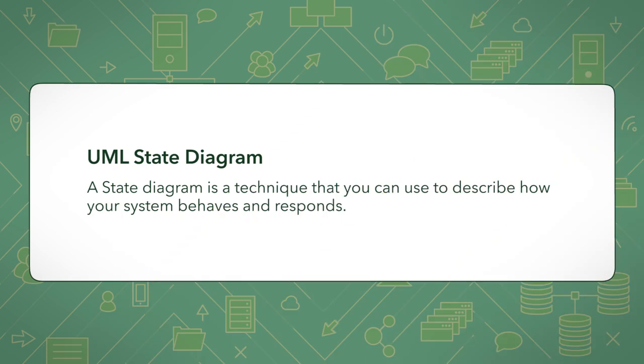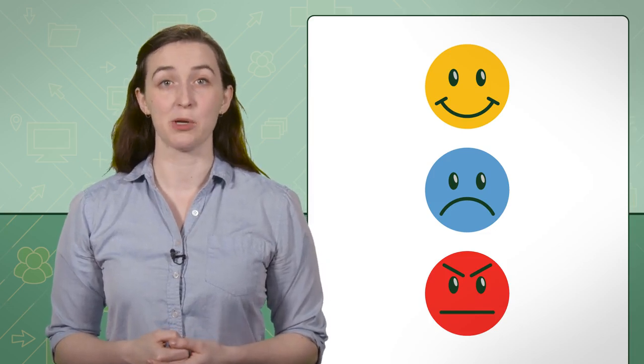It's time for you to learn about UML state diagrams. A state diagram is a technique that you can use to describe how your system behaves and responds. When an event occurs, you note how a system acts or behaves. Let's think of a person. To make things simple, let's say that this person can have 3 different emotional states: happy, sad, and angry.